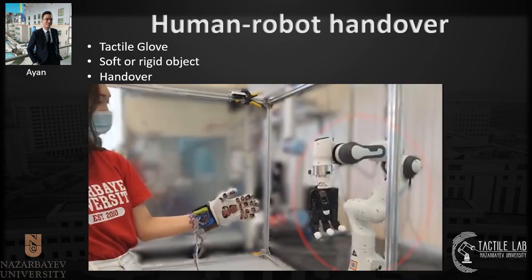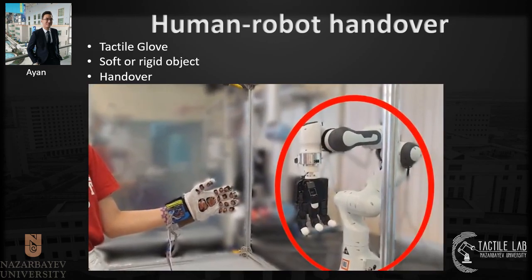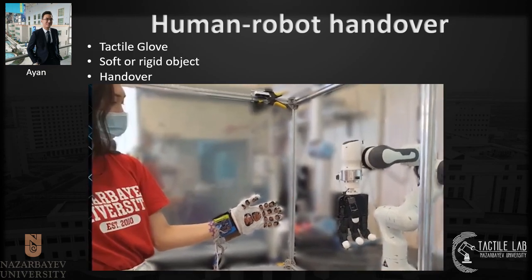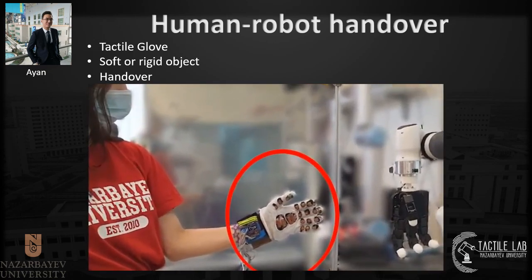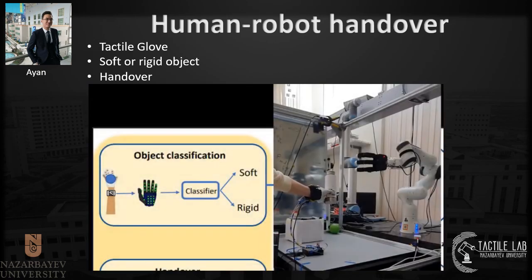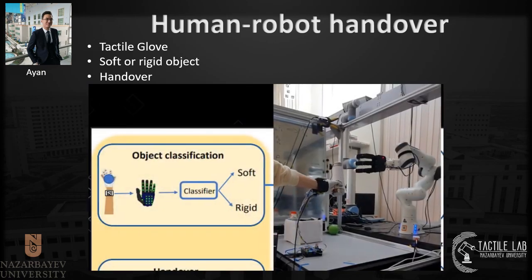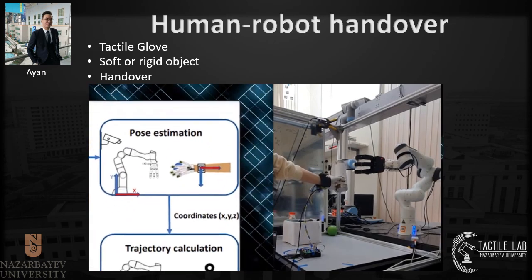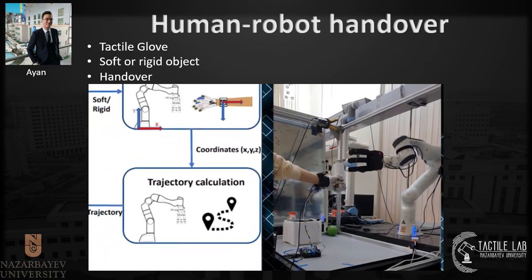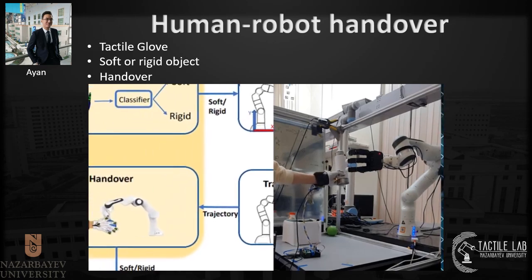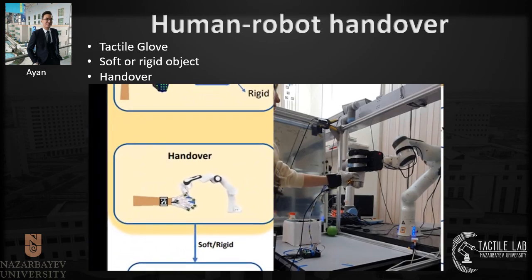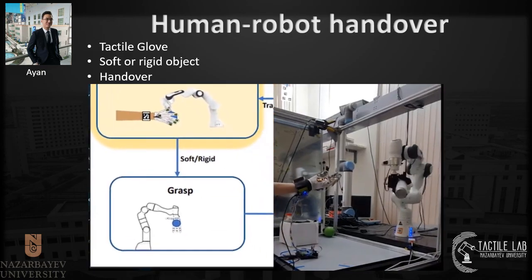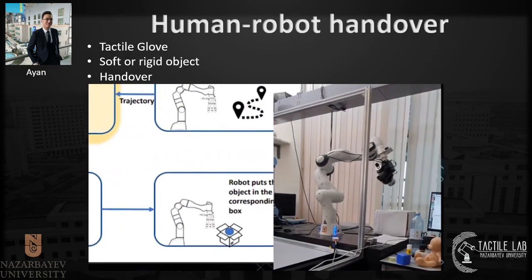In our novel proposed handover, the role of receiver is performed by a Franka Emika robot, integrated with an Allegro hand. The role of passer is a human being, wearing a tactile glove. The participant grasps an object and an algorithm classifies if it's soft or rigid. Then, the camera tracks the position of the human hand, and the robot moves to this position. After that, the participant places the object into the robot hand. This contact is detected via spikes in robot arm torques. After that, the robot grasps the object and places it in the corresponding box.